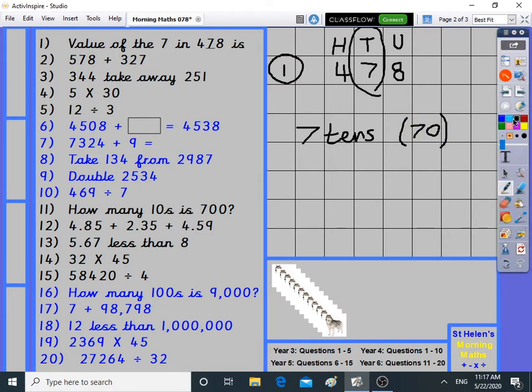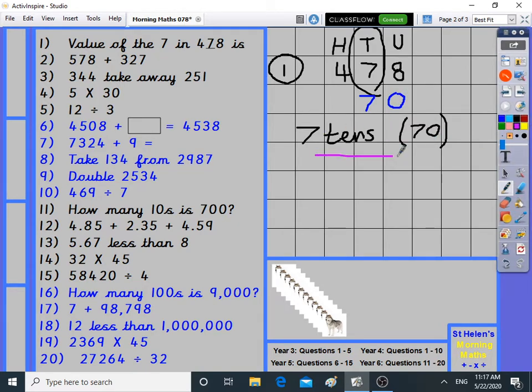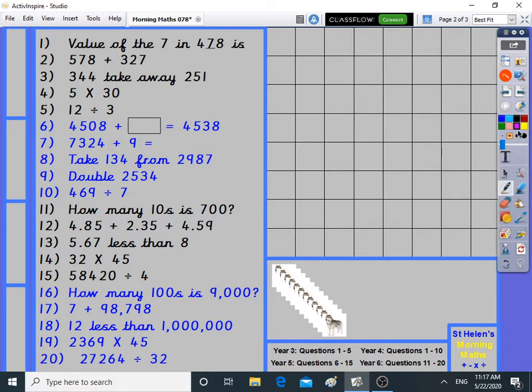Or another way of knowing that 7 tens is 70 is you could copy the 7 underneath and put 0 lined up in the units column. 7 tens is worth 70. So there is your answer, 7 tens or 70. Let's move on to question 2.